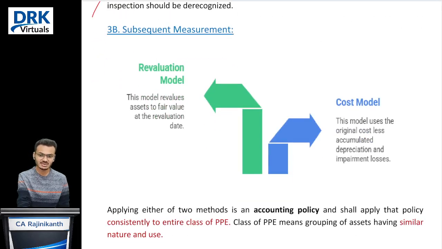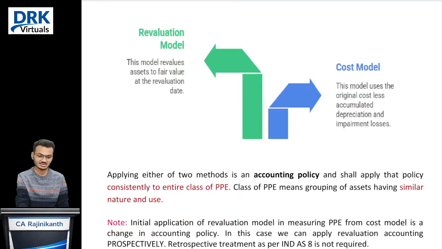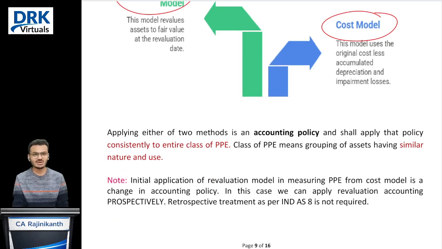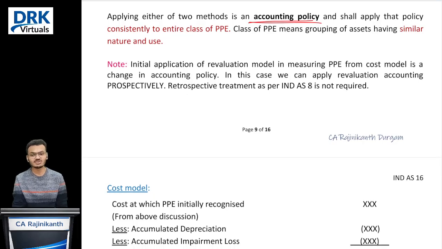And next one is subsequent measurement. After initial recognition, at what amount do we need to carry our PPE at the end of the next reporting periods? The standard says you can follow the cost model or the revaluation model for subsequent measurement. Whichever model it is, that becomes your accounting policy, and that accounting policy should be consistently applied for the entire class of PPE. Class of PPE means assets having similar nature and similar usage.